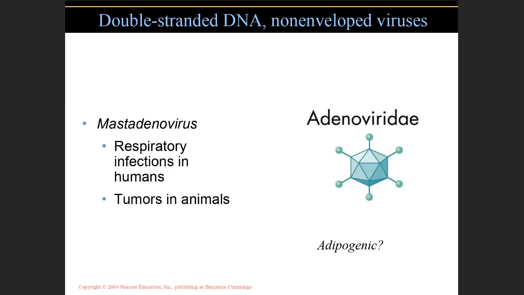Our first family is the Adenoviridae family. No membranes here, but these viruses do have spikes, which they use for attachment. And they mostly just cause miscellaneous respiratory infections, colds. There are certain strains that do cause tumors in animals, but you don't really have to worry about getting any tumors from adenoviruses. But you may have to worry about adipogenicity. So that word, adipogenicity or adipogenic. So what does that word mean?